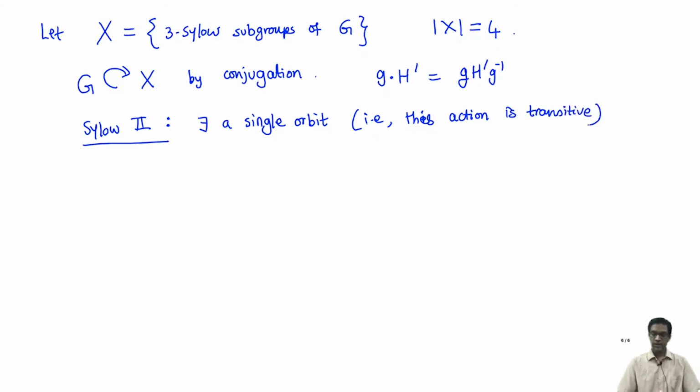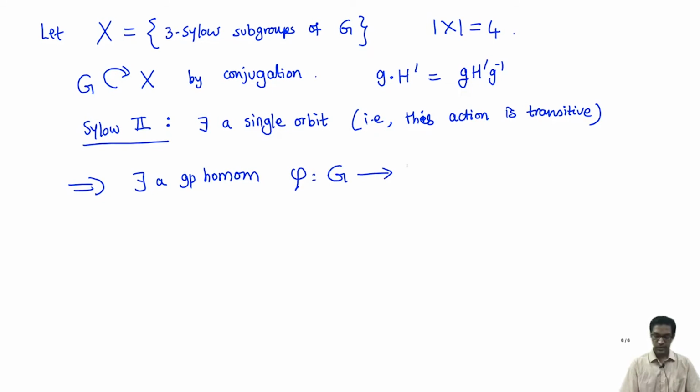Okay, so the conjugation action on the set of 3 Sylow subgroups is transitive according to the second Sylow theorem, and that's a set of 4 elements. Now let's see if that gives us what we want. By the general principle I just talked about, I get a group homomorphism, let's call it phi, from G to the set of all permutations of X.